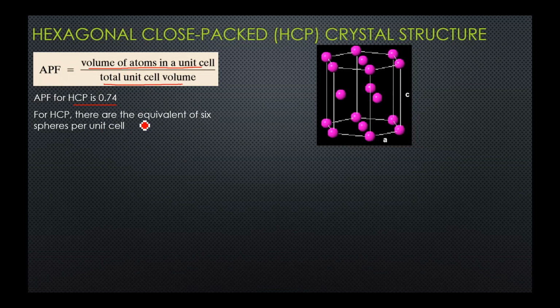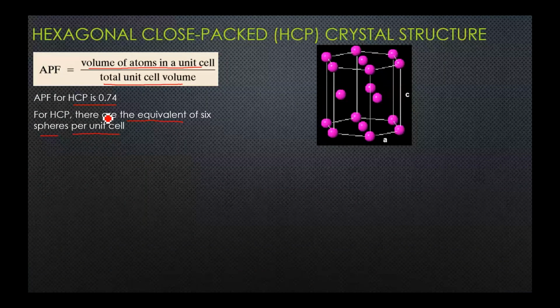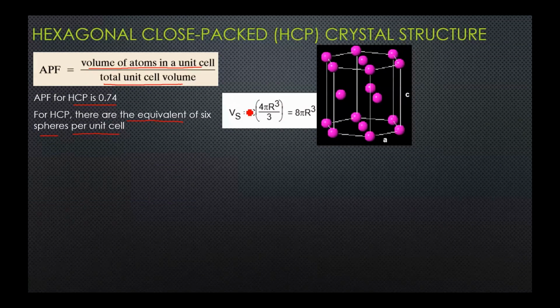For HCP, you know that there are the equivalent of 6 spheres or atoms per unit cell. So the volume of atoms that belong to a single unit cell would essentially be the number of atoms, which is 6, multiplied by the volume of an individual atom, which is 4 pi r cube divided by 3, or 4 over 3 pi r cube, the volume of the sphere. This comes out to be 8 pi r cube. Clear enough?